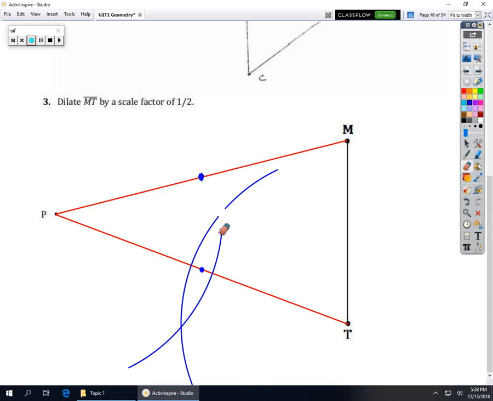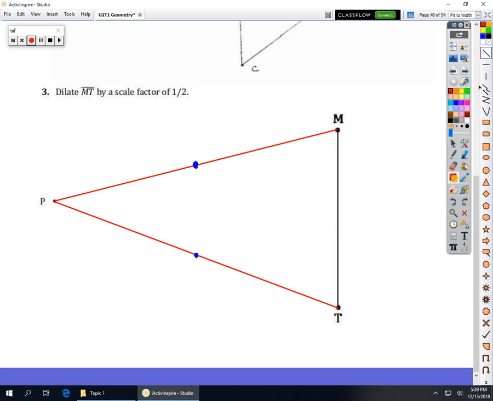And again, you can find the center using any tool. It does not have to be a compass. Great, so I found halfway here, and now I simply will just connect the 2 points I drew.